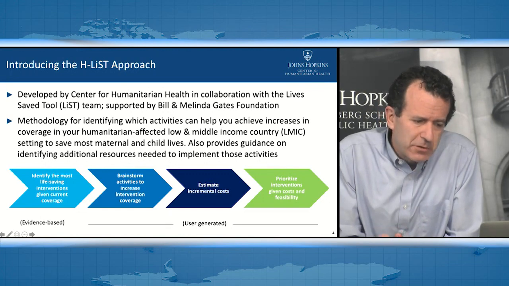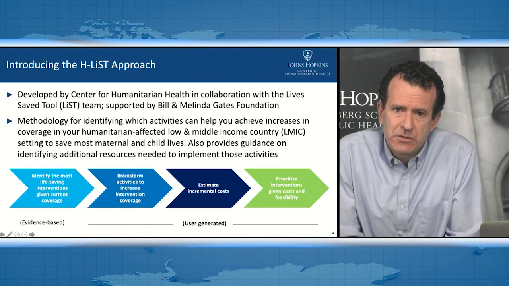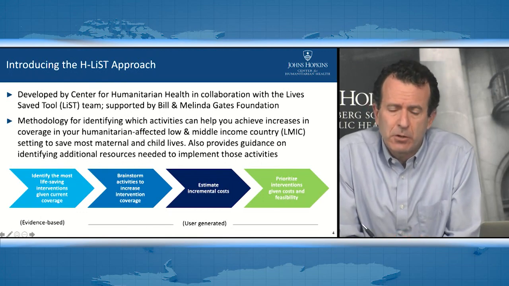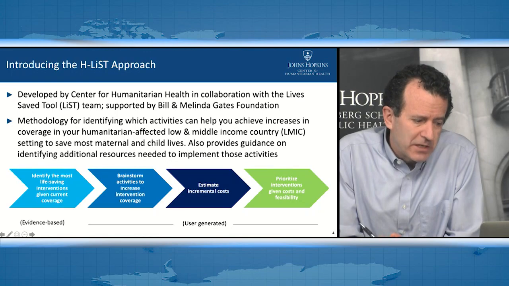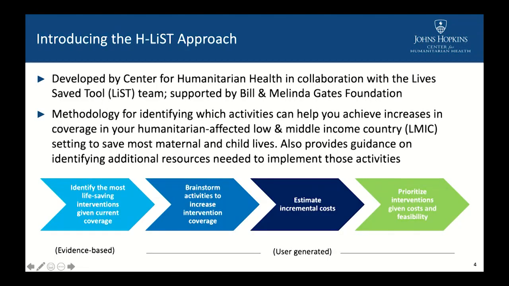So what is the methodology for identifying the various activities? We have here on the bottom a graphic that shows the process. In the beginning, we identify those life-saving interventions, and we look at the current coverage of those interventions in your setting. And this can be done in any humanitarian setting: camp, non-camp, urban, rural, low income, middle income. We then work, or really more you work, with your partners, your health, nutrition, and WASH partners, and you brainstorm about which activities you would like to increase and what it is going to take to increase the activities to go from a certain coverage.